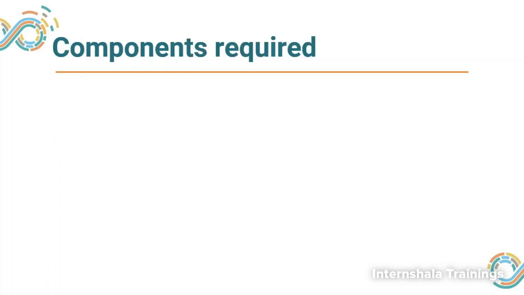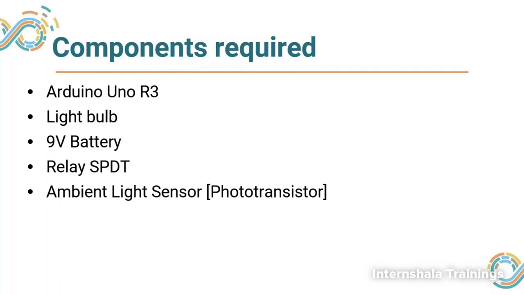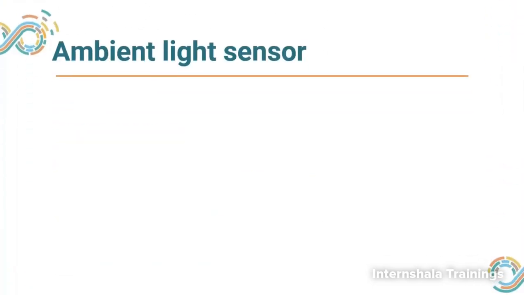So we need some components. We need an Arduino Uno for sure. We can use a DC powered bulb or an AC powered bulb. For demonstration purposes you can work with DC also, and for actual implementation you can work with AC signals, your home supply also. We need a battery, a relay, an ambient light sensor and a few resistors. So let us see how we work around.